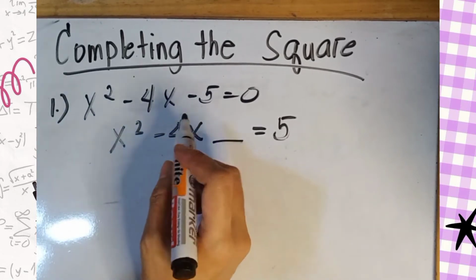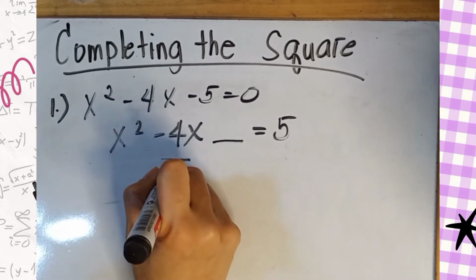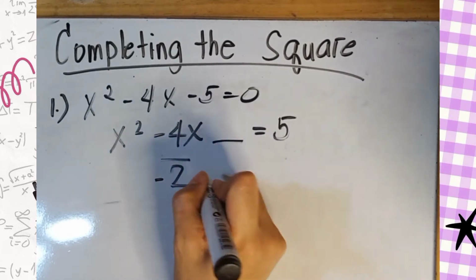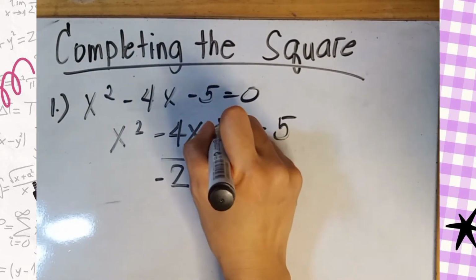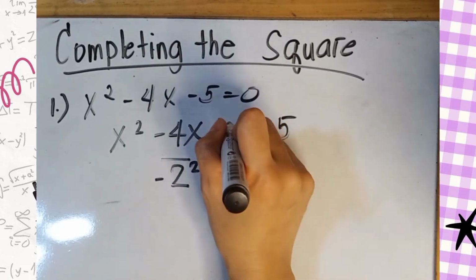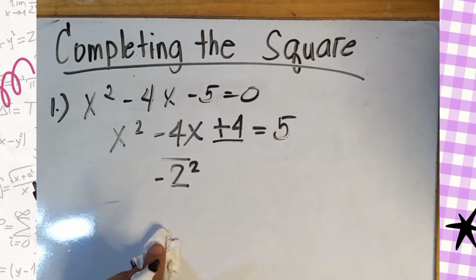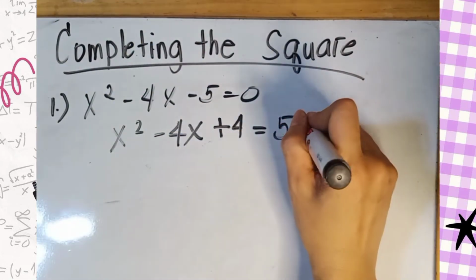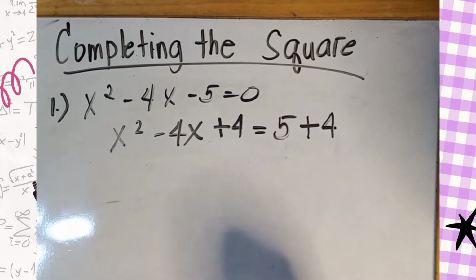Kukunin natin yung numerical coefficient niya, which is the negative 4 divided by 2. So, it will become negative 2. And then, squared ng negative 2, that is positive 4. So, therefore, our missing term here to make it a perfect square trinomial is positive 4. Kung ano yung in-add natin sa side na yan, siya rin naman ang i-add natin sa kabilang side. So, we will add positive 4 as well.